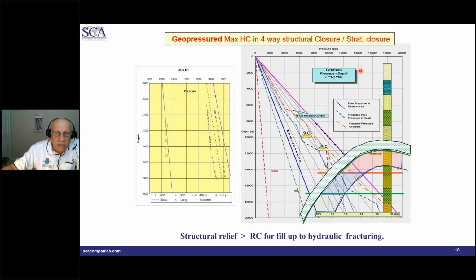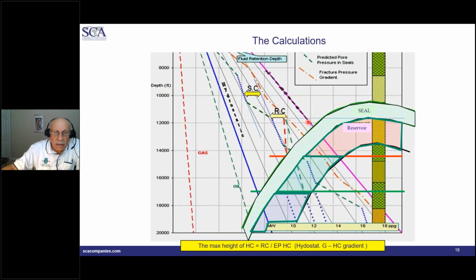This is just an enlargement of that previous slide. I just put it in a zoom mode. Here is the retention capacity. Here is the gas. Here is the oil. An example, Jack Discovery, Jack Field, has about 2,000 or 3,000 feet of oil, because the structure closure is higher than the RC, retention capacity. That's another zoom.